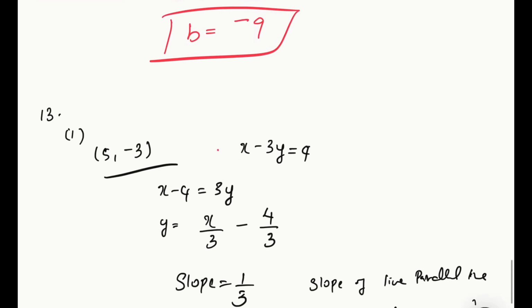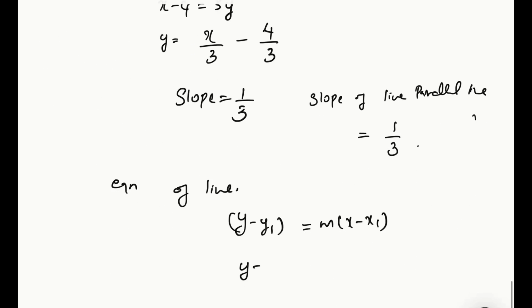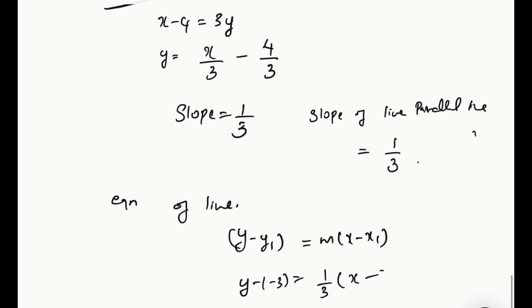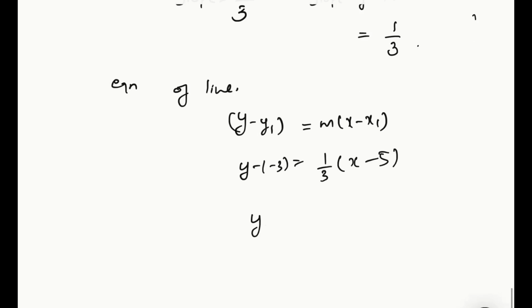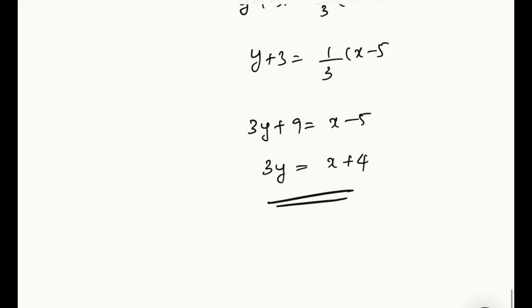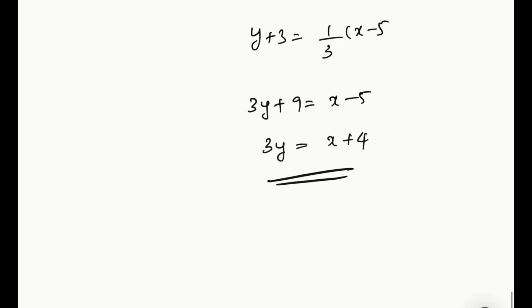What are the points we have here? x1, y1. So you get y - (-3) = 1/3 into (x - 5). Okay. So you'll get it as y + 3 = 1/3 into (x - 5). So 3y + 9 = x - 5. 3y = x + 4 you get. Okay. So this will be the equation of the line parallel to the given line.